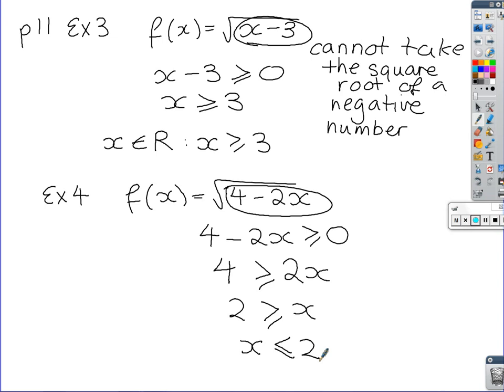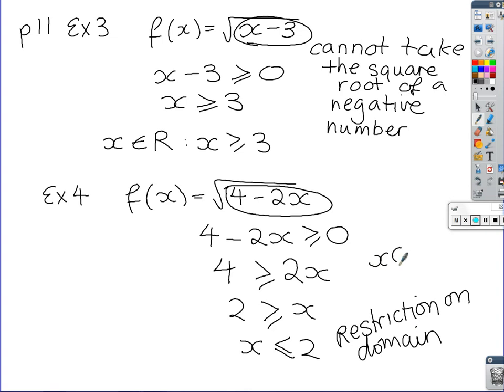So that's a restriction on the domain. Which means that x can be any number as long as it's less than or equal to 2. X belongs to the set of real numbers where x is less than or equal to 2.